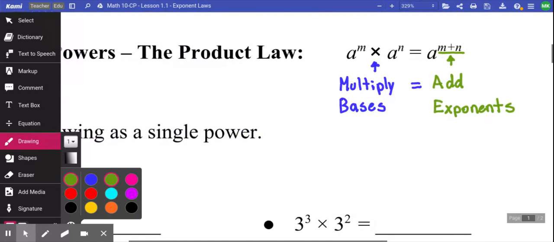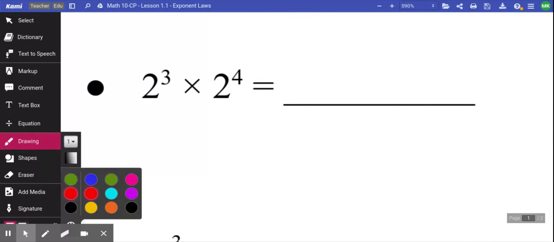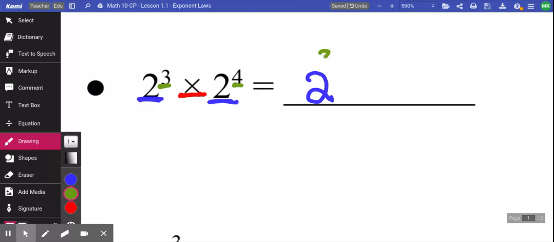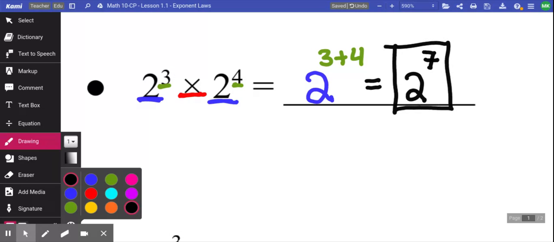We have about 6 questions here we're going to try together. So if I look at this one, I'm multiplying the same base. That means I can add the exponents. That means this thing would turn into 2 to the power of 7. And what I've done is I've written my question as a single power. It's also called simplified. That's the term you'll usually see. It'll say simplify or simplify the following. You do not need to calculate it or evaluate it. I'm looking for you to write it as an exponent.